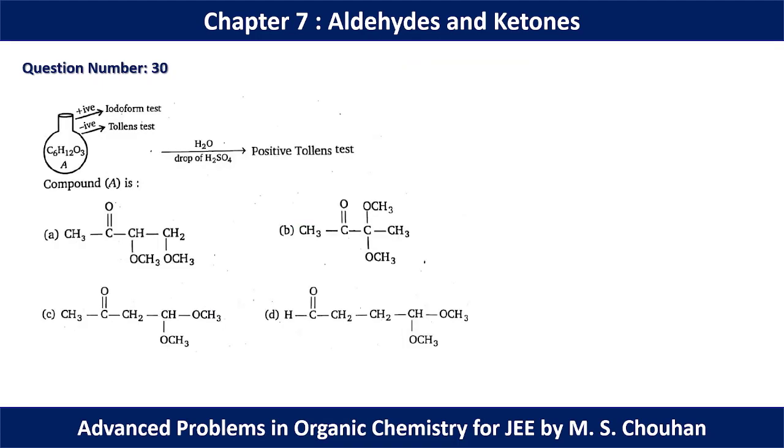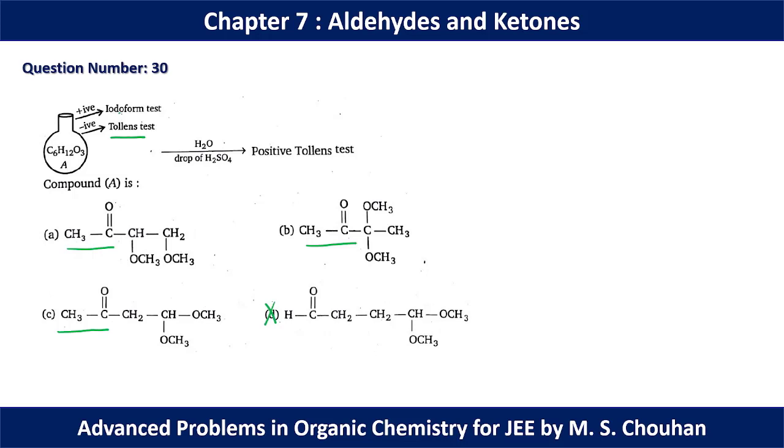In question number 30, we have a molecule C6H12O3 which will give a negative Tollens test but a positive iodoform test. Okay, so this will give a positive iodoform test, this will give a positive iodoform test, this will give a positive iodoform test. But this molecule will not give a positive iodoform test, so we can remove option D.